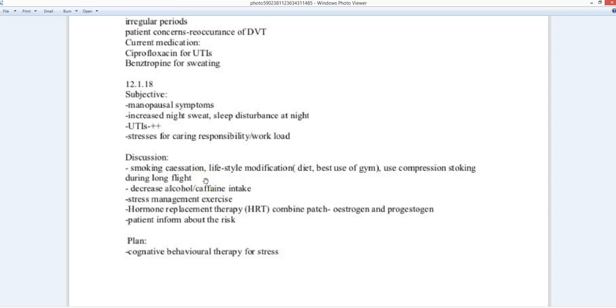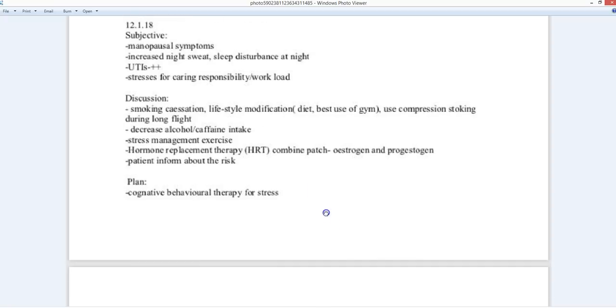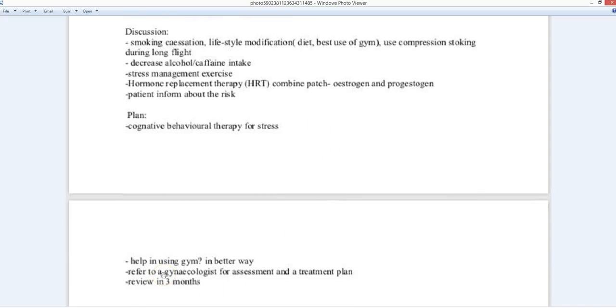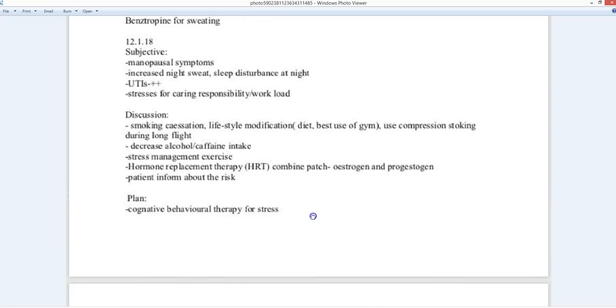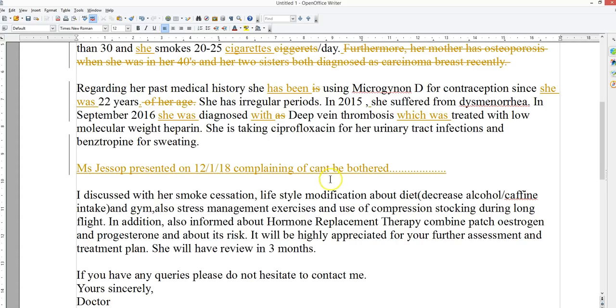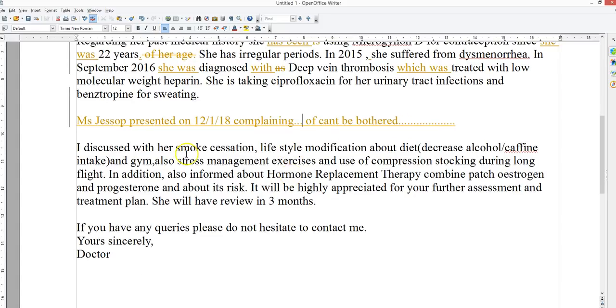Okay, so what did you talk about? You spoke about how she needs to stop smoking, to modify her lifestyle, use compression stockings, decrease alcohol, manage stress, HRT, etc. And then referral to a gynaecologist and a review. So let's have a look. So that was complaining of blah blah blah. Okay. I discussed with her smoke cessation. Well, nobody says, oh, let's talk about cessating smoking. Well, it's quitting or stopping.